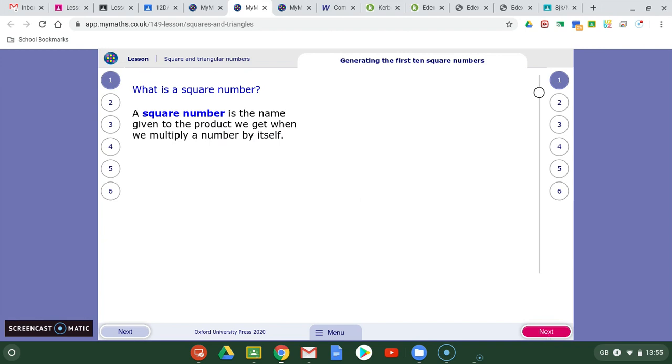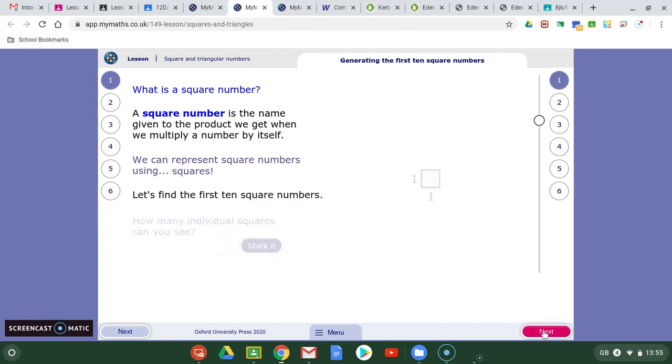A square number is the name given to a product we get when we multiply a number by itself. So it's timesing a number by itself. We can represent square numbers using squares. So let's find the first 10 square numbers. How many squares can you see there? Well, I can just see 1.